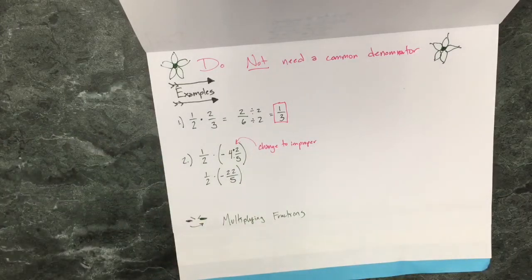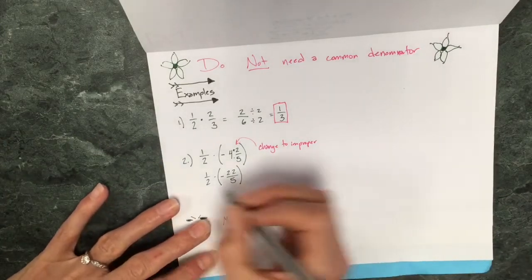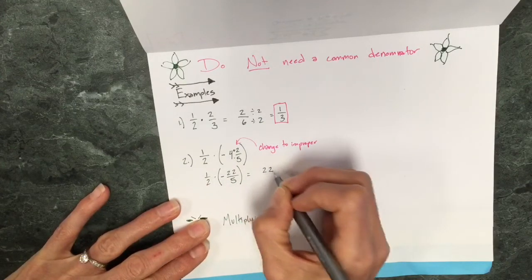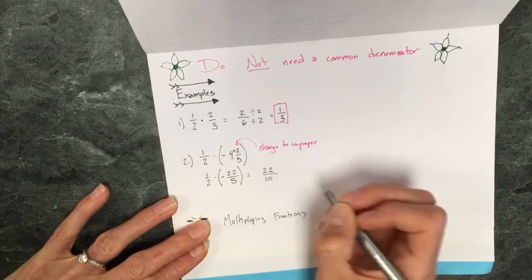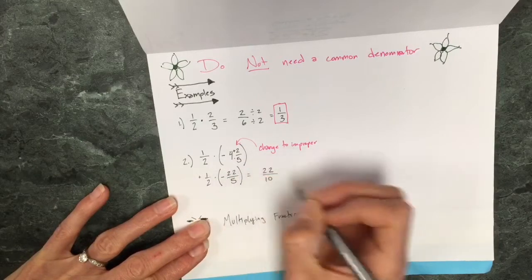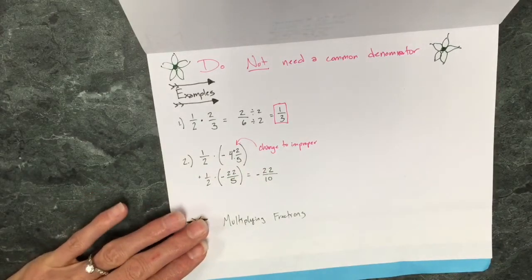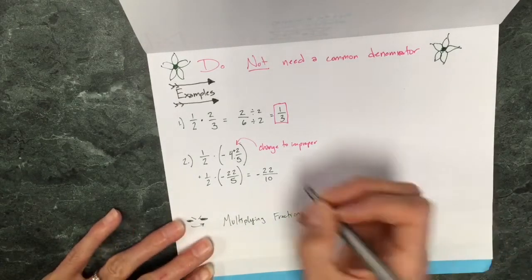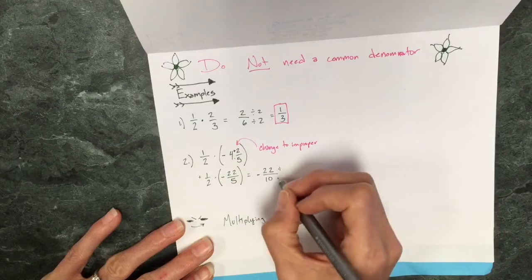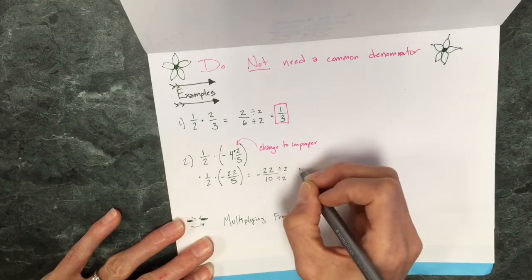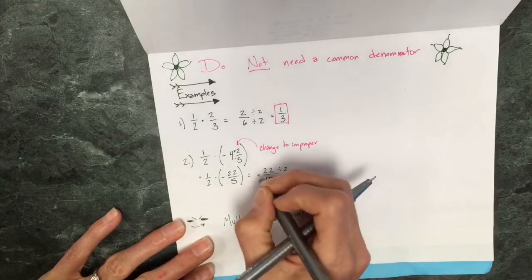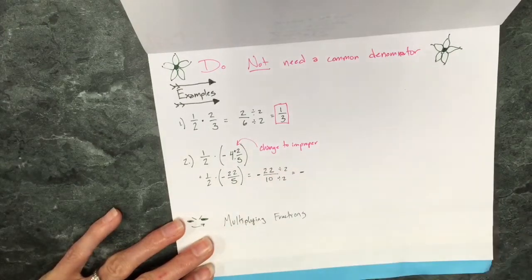You don't need a common denominator, so go ahead and just multiply straight across. 1 times 22 is 22. 2 times 5 is 10, and you have a positive times a negative, so your answer is negative. I'm going to take a look, and I can simplify that. 2 goes into both 22 and 10, so you end up with negative. Don't forget the negative.